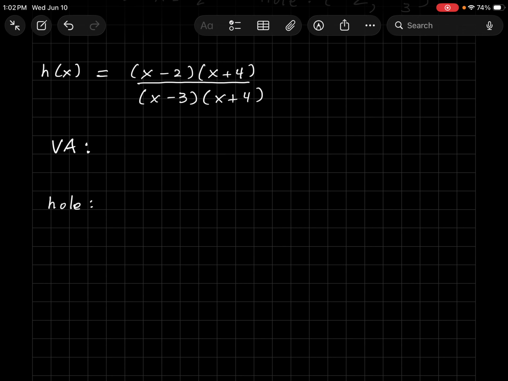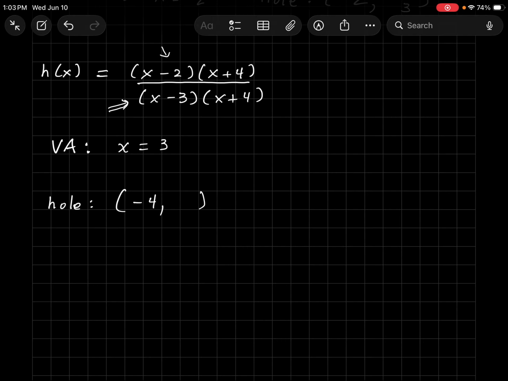If you said there's a vertical asymptote at x equals 3, you would be correct. If you said there is a hole when x equals -4, you would be correct here as well. Now, why is there a vertical asymptote at x equals 3? Well, we cannot divide by 0. But why is there a vertical asymptote and not a hole? It's because there's no factor in the numerator that will cancel this particular factor in the denominator. So we have a vertical asymptote.